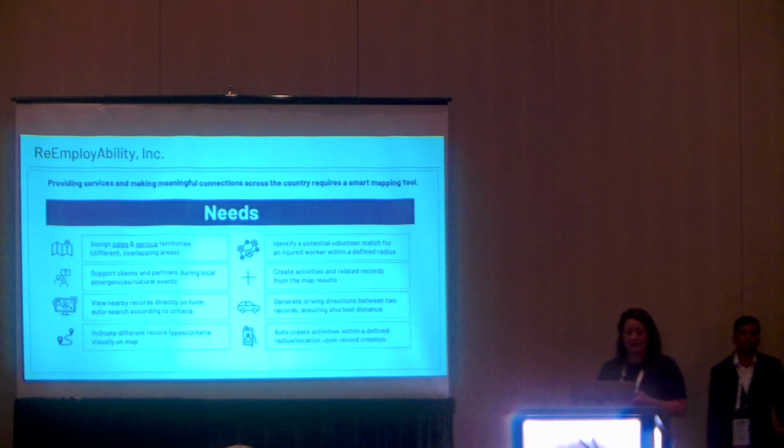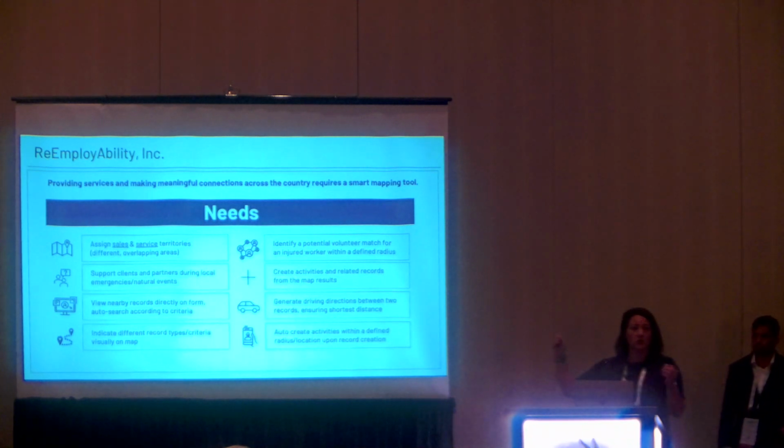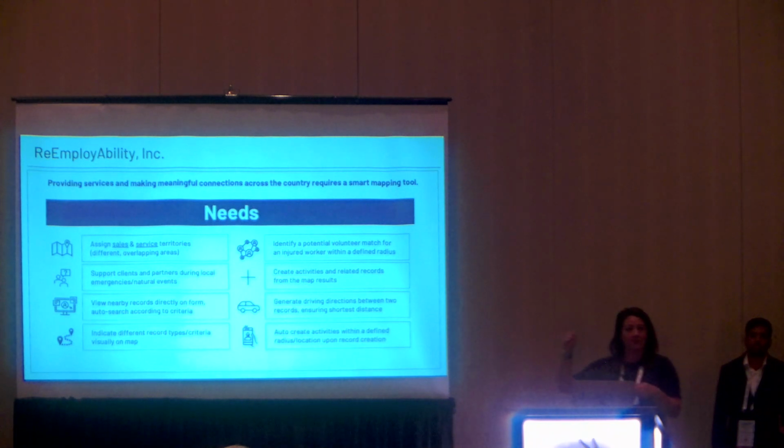It's important for us to indicate the different record types and criteria visually on the map. One of the things that Roohi showed was you're able to plot different record types. You're not only able to plot different record types, you're also able to plot several views for the same record type and indicate a special pin of a different color or a different shape, so you can easily see the different kinds of records on that same map.